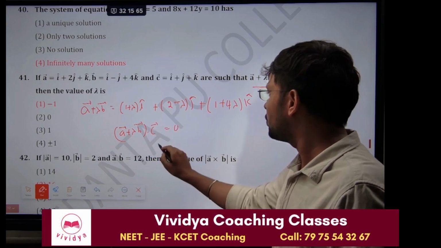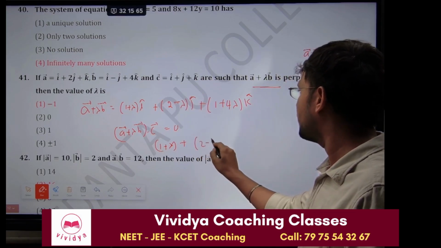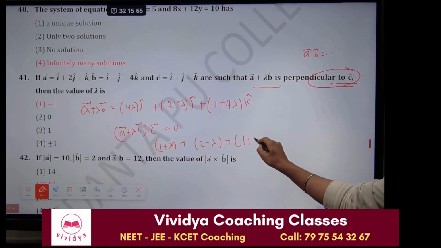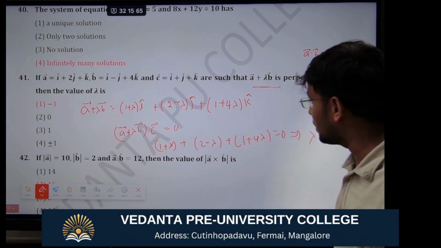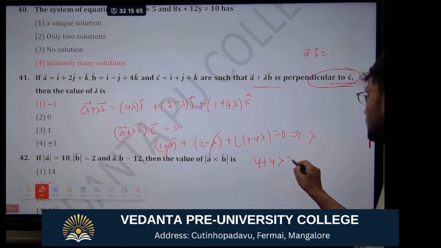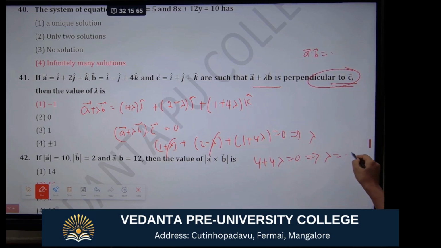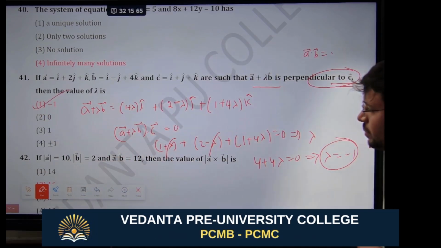So 1 plus lambda plus 2 minus lambda into 1, 2 minus lambda plus 1 plus 4 lambda will be 0. And if you solve, lambda is coming what? This gets cancelled. 4 plus 4 lambda is equal to 0. So lambda is minus 1. Option number 1. Okay, so simple.